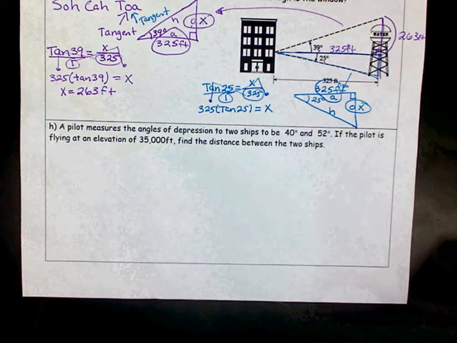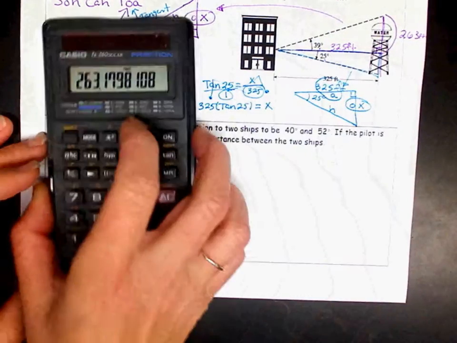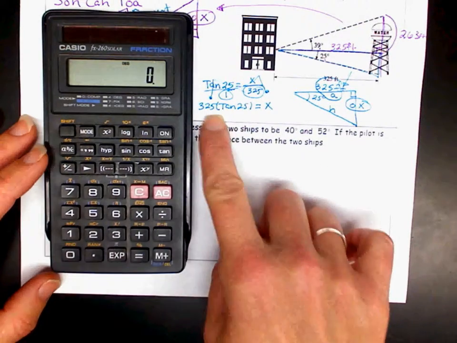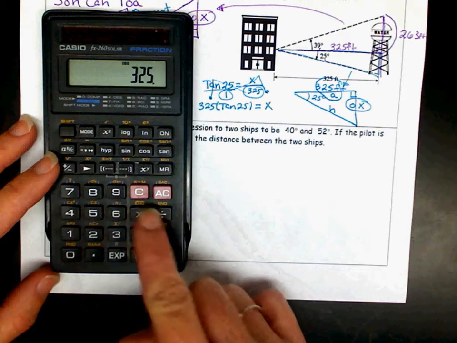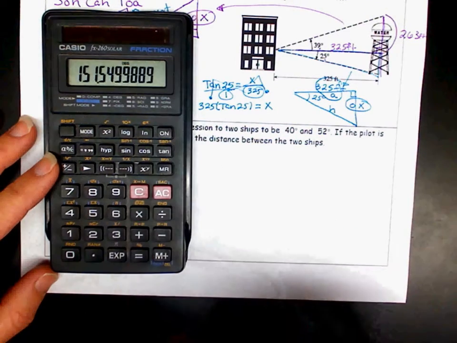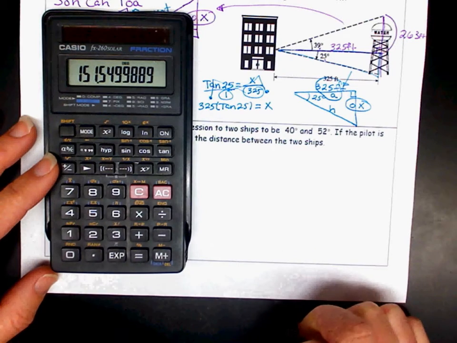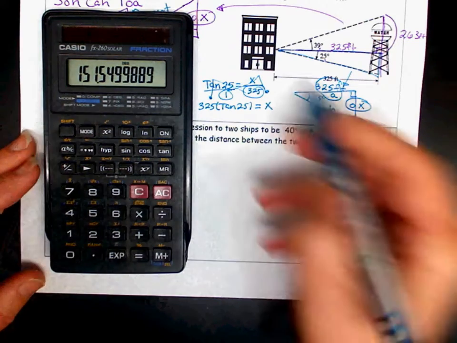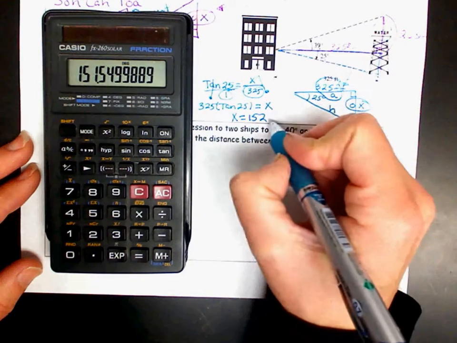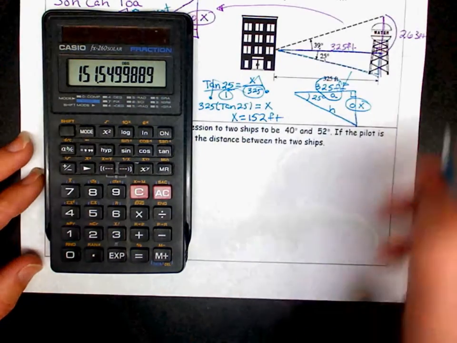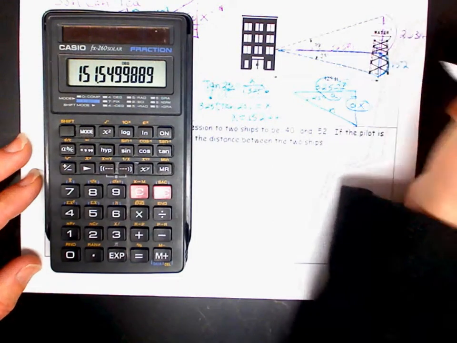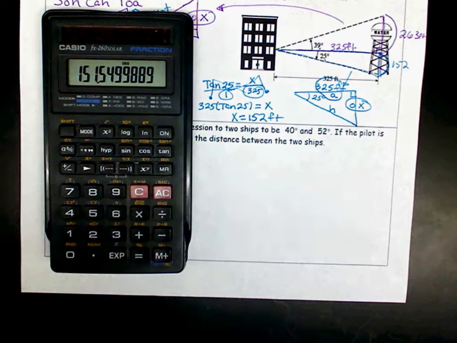Okay. So we're going to do 325 times the tangent of 25. And I get 151.5. So I'm going to round that up to 152. So this side here is 152. Any questions?